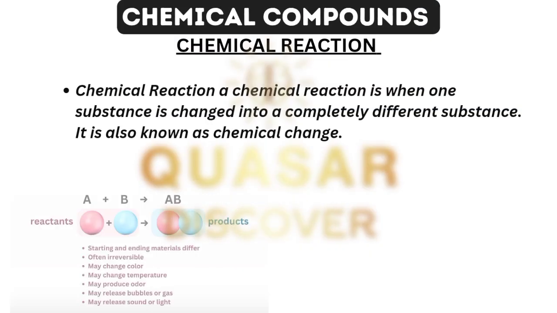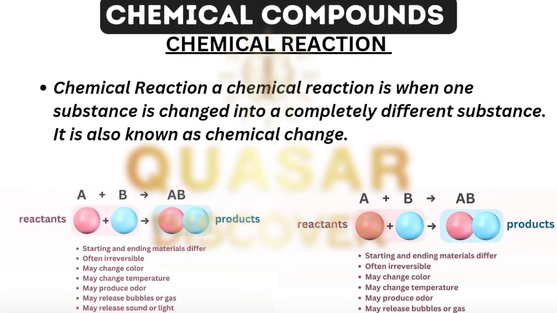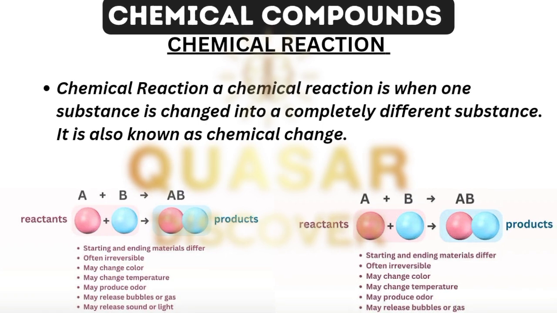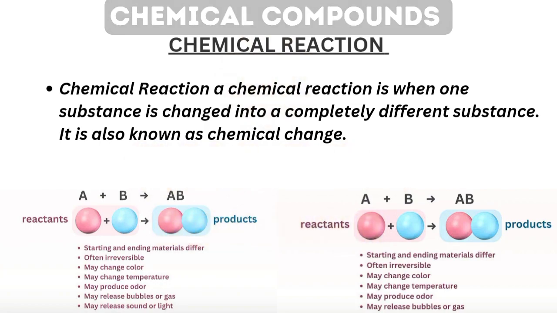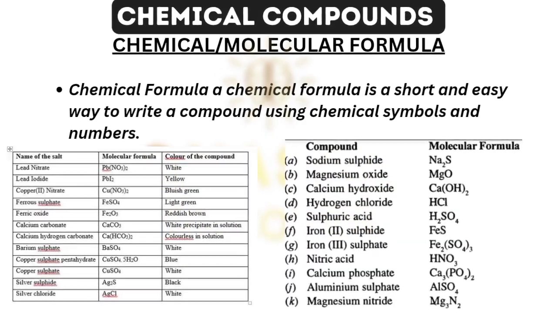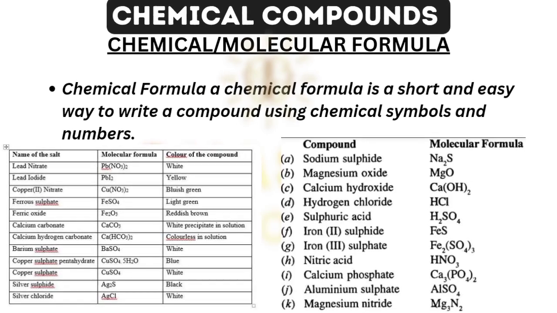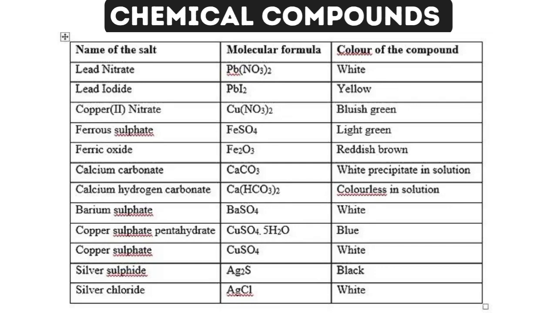Chemical reaction. A chemical reaction is when one substance is changed into a completely different substance. It is also known as chemical change. Chemical formula. A chemical formula is a short and easy way to write a compound using chemical symbols and numbers.